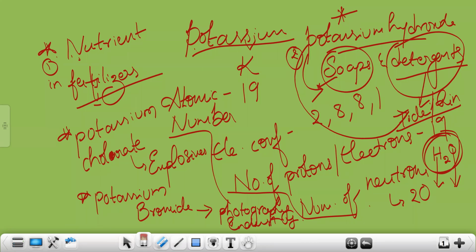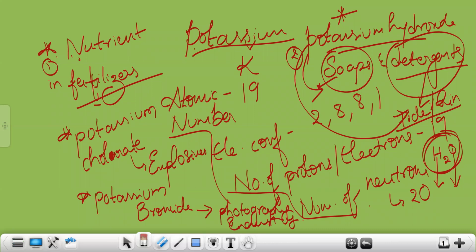So what is there in the explosives now? What is there in the bombs? Potassium chlorate is there. Potassium chlorate is used in preparation of explosives. What is used in explosives? Potassium chlorate. Okay, and then what is used in the photography industry?